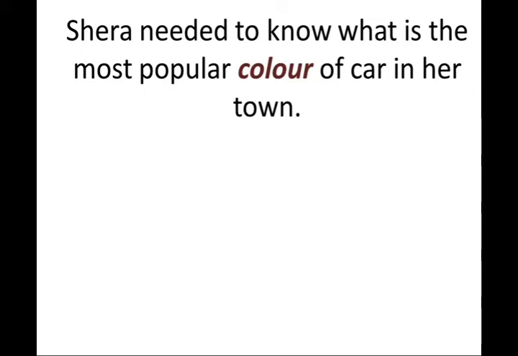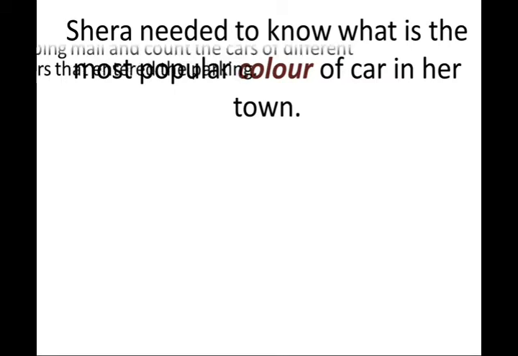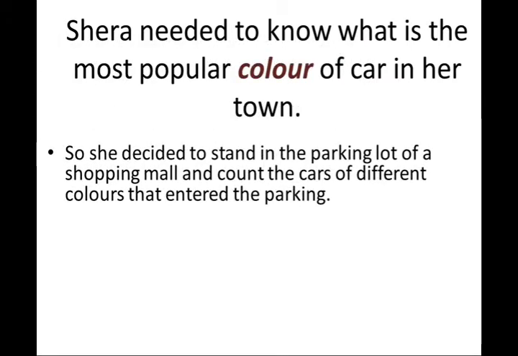Now, Shera needed to know what is the most popular color of car in her town. So she has a topic here, and the topic is the most popular color of car in her town. She needs to find out which is the most popular color of car in her town. So she decided to stand in a parking lot of a shopping mall and count the cars of different colors that entered the parking. Do you know which way of collecting information she is doing? Yes, she is doing the method by which she observes. She is going to observe and count. She's going to actually stand there and count the number of cars in the different colors. Okay, so this method of doing a survey is by observing.